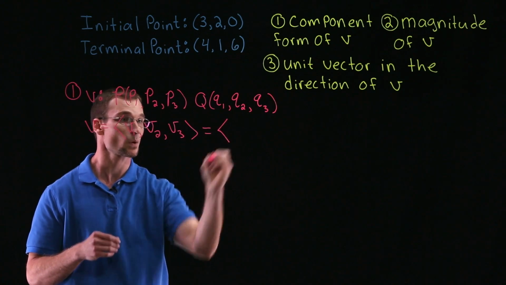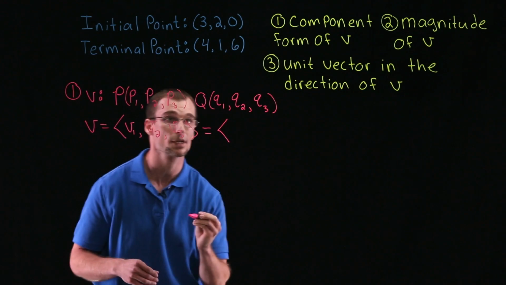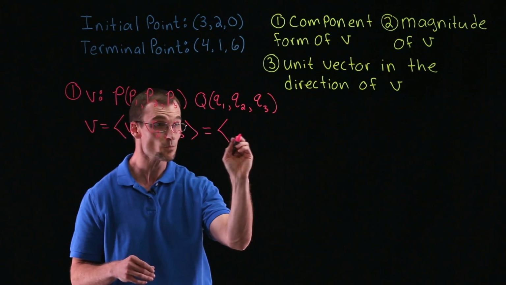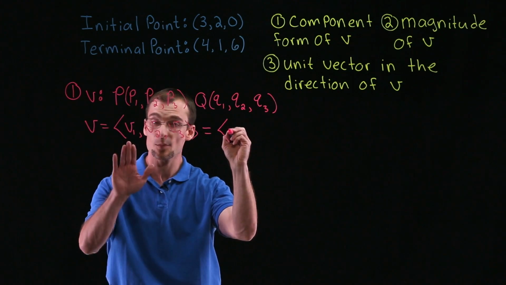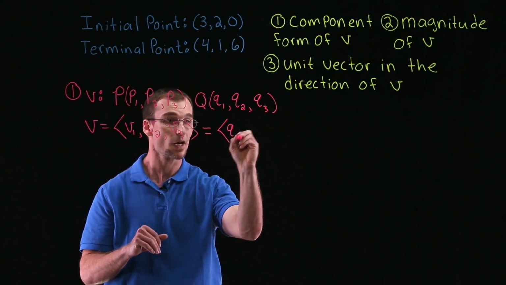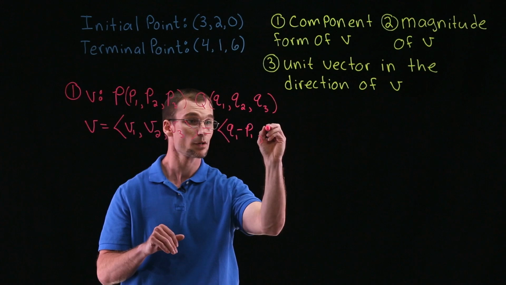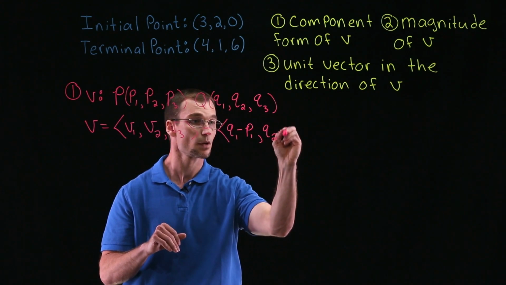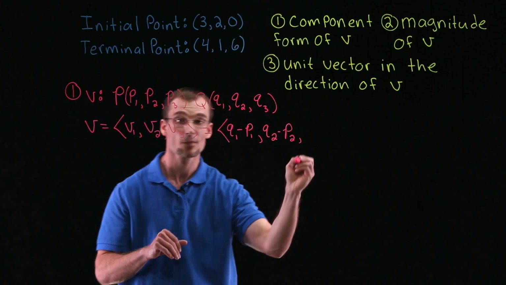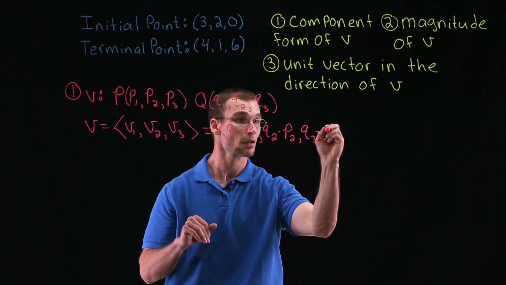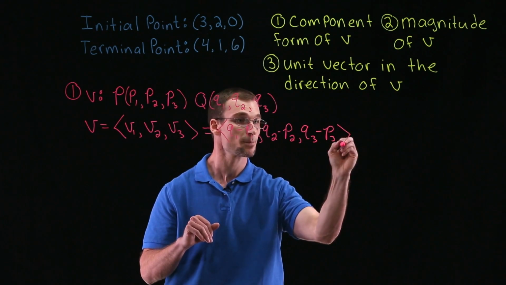And how we find these components is again the same as last time: we take the component-wise subtraction of our terminal point and our initial point. So the component v1 will be found by q1 minus p1, v2 will be q2 minus p2, and v3 will be q3 minus p3.